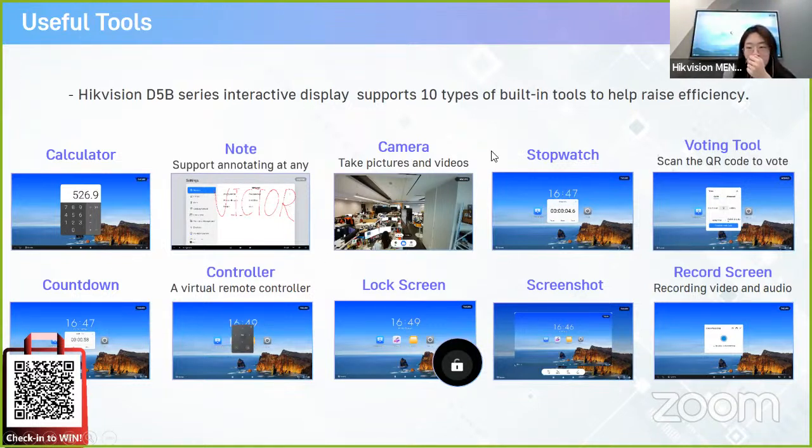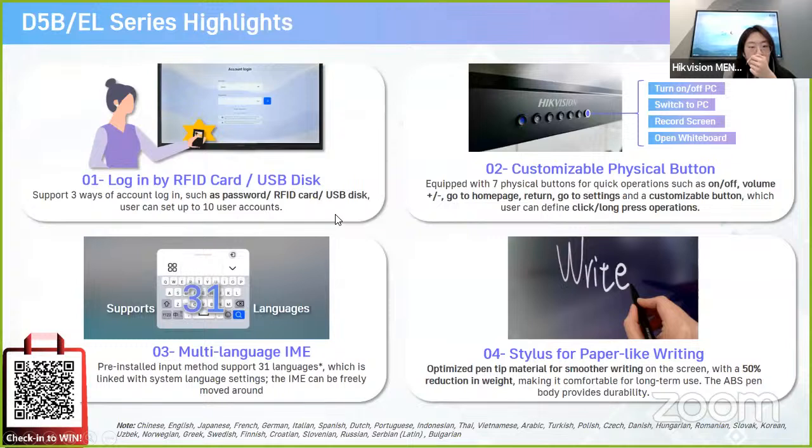All right, besides the camera, we have the stopwatch, the voting, the counting down, controller, and for the lock screen, screenshot, and the record video screens. So all these smart tools are on the right down corner. You click on that for the case box and it will appear, and you can choose to try by yourself for the useful tools.